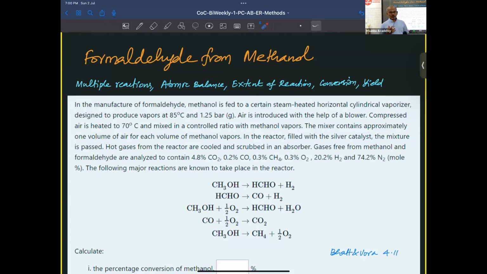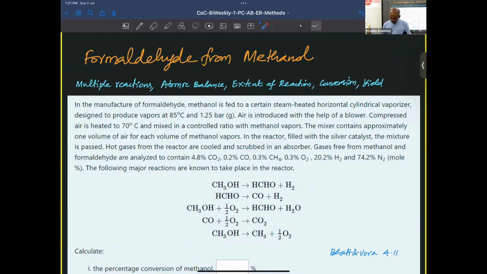But we also know we can assume ideal gases for this gaseous mixture. For an ideal gas, volume is proportional to moles. PV equal to nRT, so V is proportional to n. So if you say 1:1 in terms of volume to volume, we can also take it as moles to moles. Otherwise, we have 50-50, or 50% methanol and 50% air, in terms of molar composition as well. So there is a feed, and let us read this.